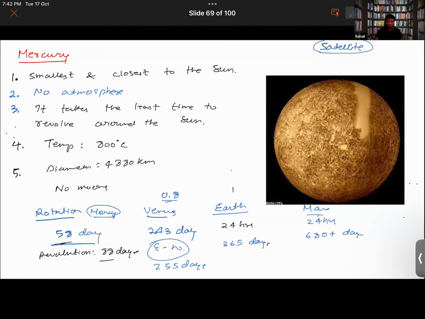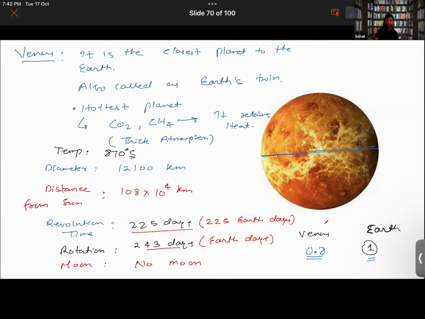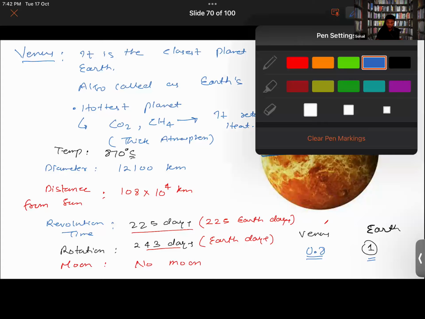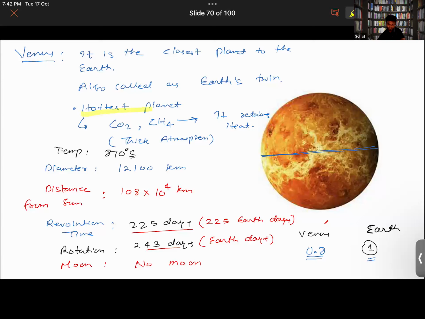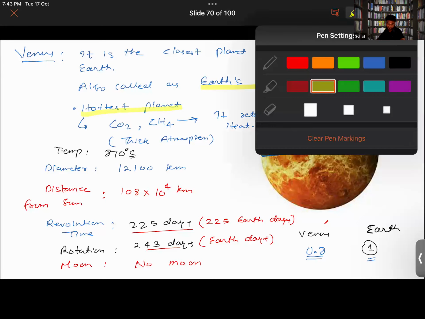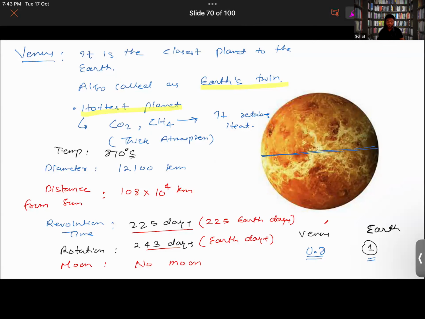Okay. Then we talked about Venus. What are the things we know about Venus? Quickly. We are quickly trying to revise here. It's the closest planet to the Earth. It's called the evening star. And it's the hottest planet in our solar system. And also called Earth's twin.